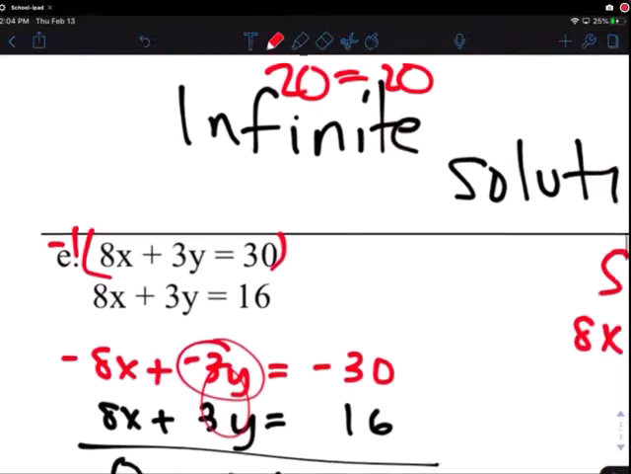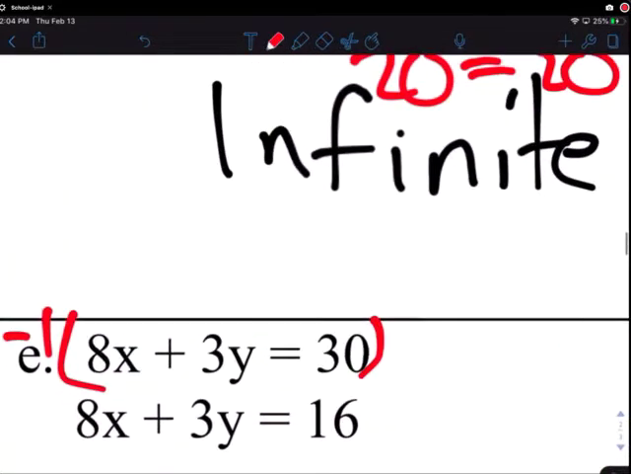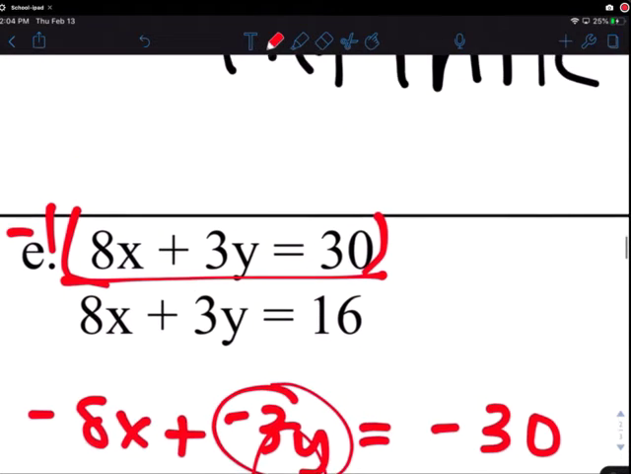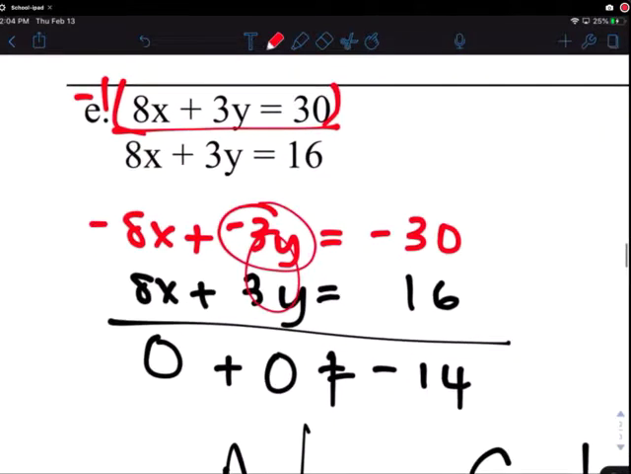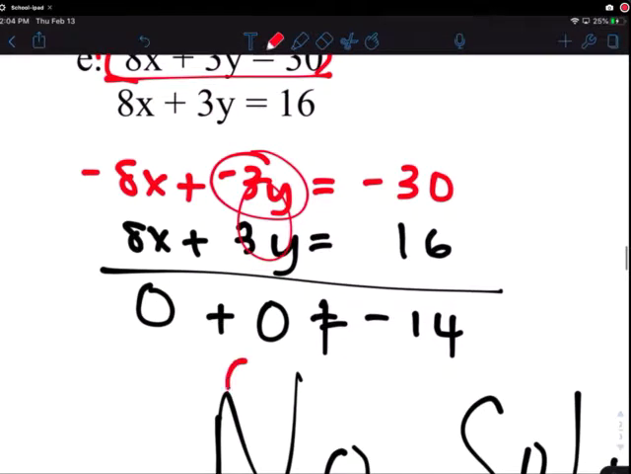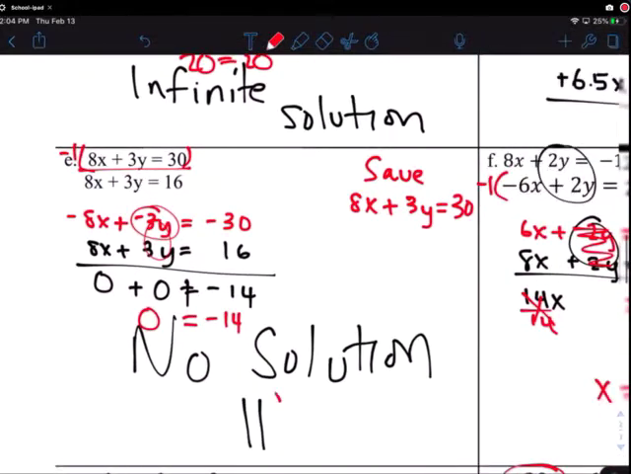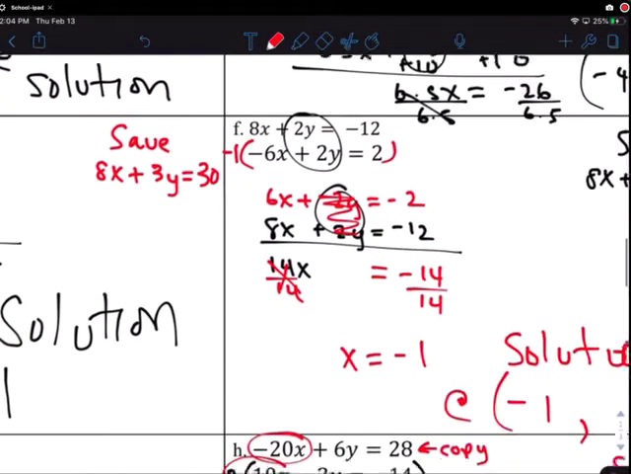Then here, you need to multiply one of them by a negative, so here we multiply all by a negative. Notice it changed to that. Everything is the same, just its opposite. Copy this at the bottom. You get 0, 0 equals negative 14. That's no solution. The lines are parallel. This is the symbol for parallel in math. Okay, same thing here.